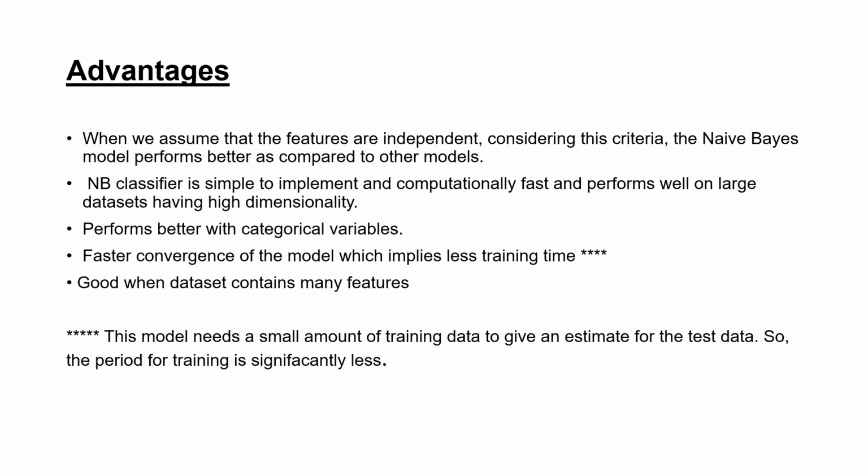It performs better with categorical variables. The convergence rate of the naive-Bayes classifier is actually very fast, and that implies less training time. So this means that this model needs a small amount of training data to give an estimate for the test data. So the period for training is significantly less. And to wind up with this part, keep in mind that the naive-Bayes classifier is proven to be more useful when the data set contains many features.